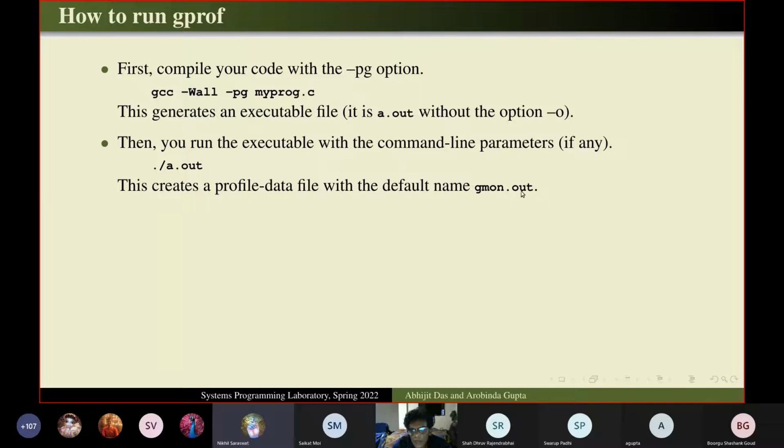Everything is stored here for this run. Okay. If you run your a.out or executable file once more, this will be overwritten.